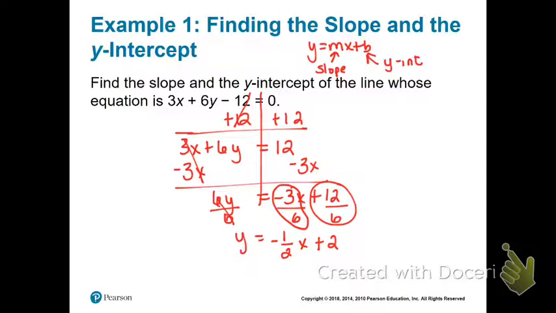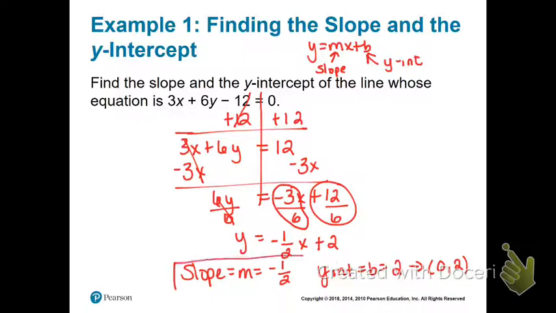All right, so there's my equation. We know that our slope is that m value, which is the number in front of the x, so negative 1/2. And we know that the y-intercept is that b value, which is a number that doesn't have an x, so it's a 2. But also remember, you could write the y-intercept as an ordered pair as (0, 2). And so there are our solutions.